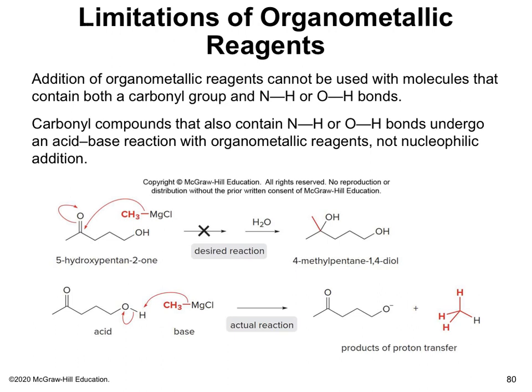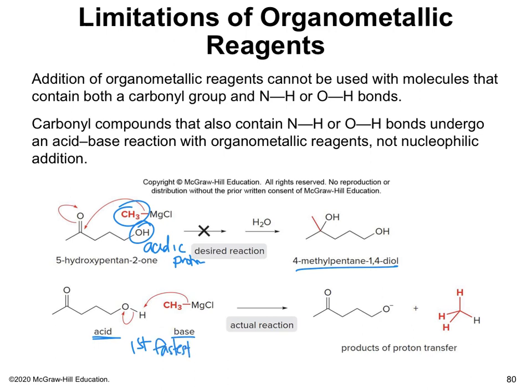Here, it's a ketone, so it's going to add one time to make a tertiary alcohol, but this isn't going to happen. And why is that? Because you have an acidic proton. So what's going to happen is this will happen first. This will happen fastest. An acid-base reaction.